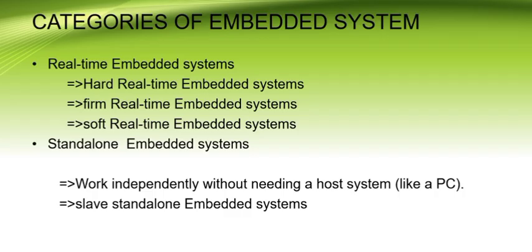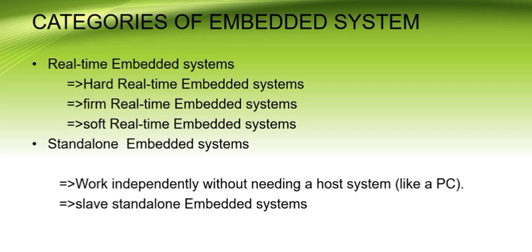Real-time embedded systems are designed to take action or decision within a specific amount of time. They are time-bound systems where time is strictly followed. In real-time embedded systems, there is a chance of loss of property and human life. Further, real-time embedded systems are classified into three types. They are hard real-time embedded systems, firm real-time embedded systems, and soft real-time embedded systems.